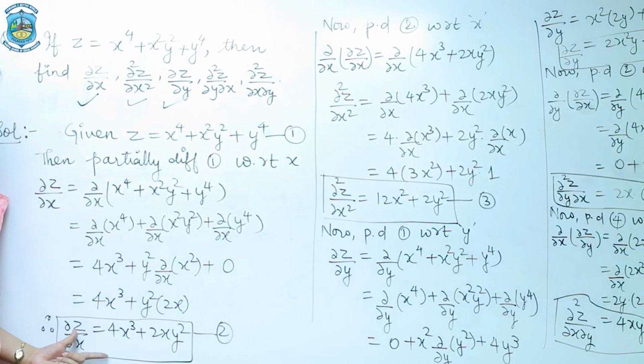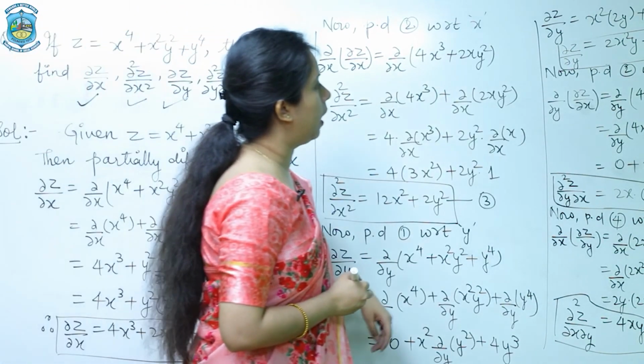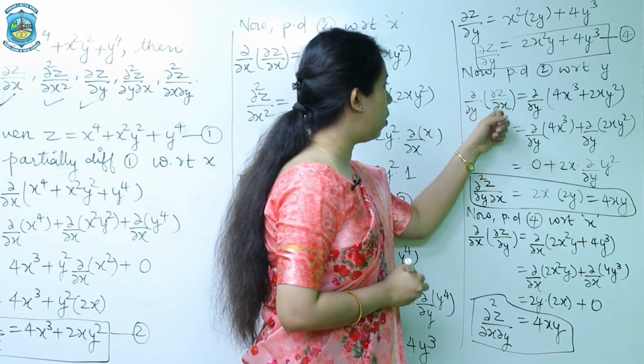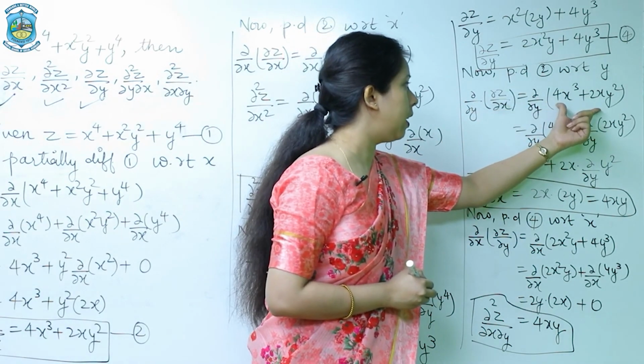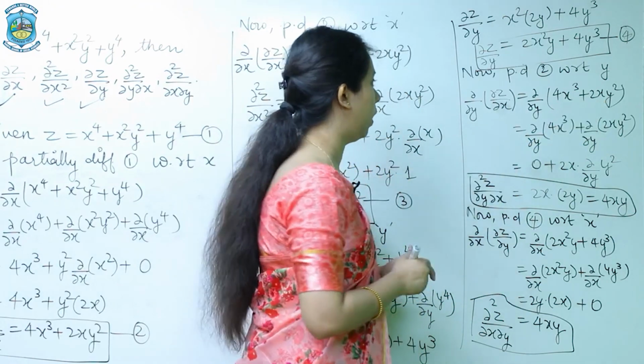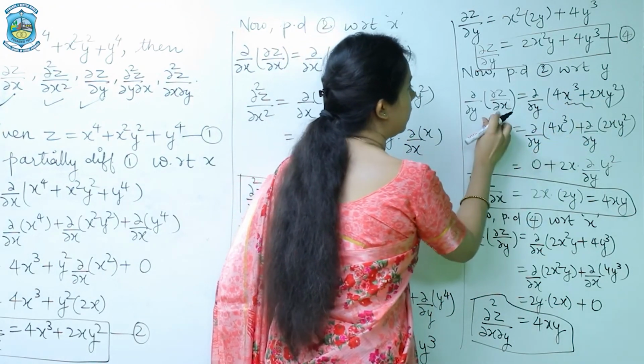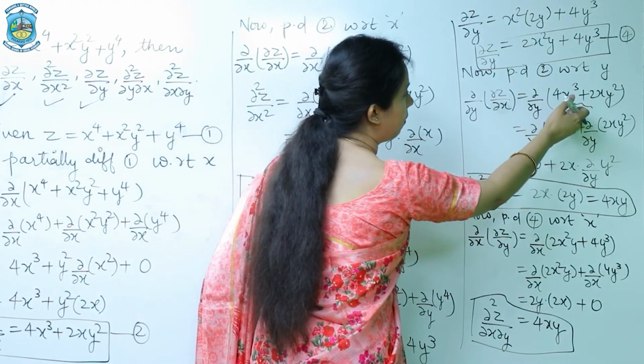So differentiating equation 2 with respect to y, we will get ∂/∂y of ∂z/∂x is equal to ∂/∂y of 4x³ + 2xy². So this is the value of ∂z/∂x. So we have substituted the value.